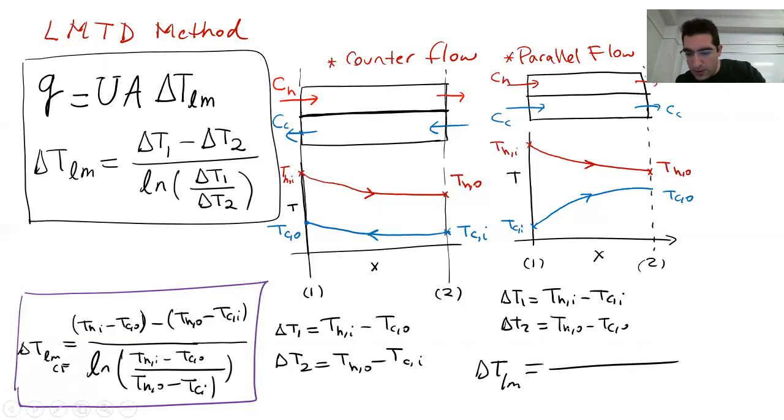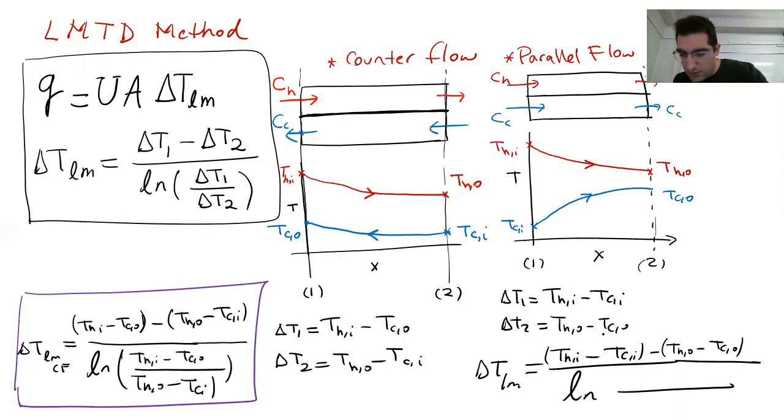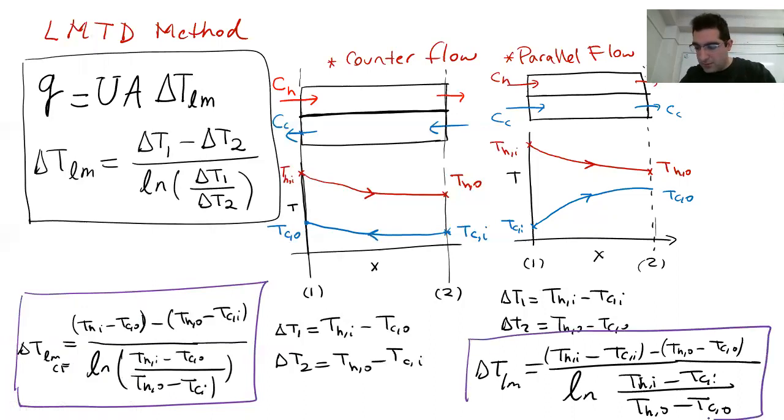according to the definition, delta T1 minus delta T2, which is THI minus TCI minus THO minus TCO, divided by the natural log of the first term, or delta T1, which is THI minus TCI, divided by the second term, or delta T2, which is THO minus TCO. So this is the delta TLM we need to use for the case of parallel flow heat exchangers.